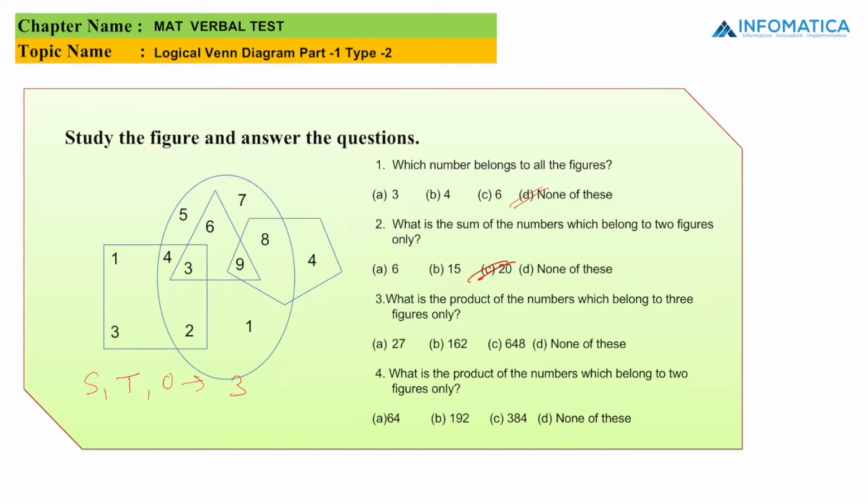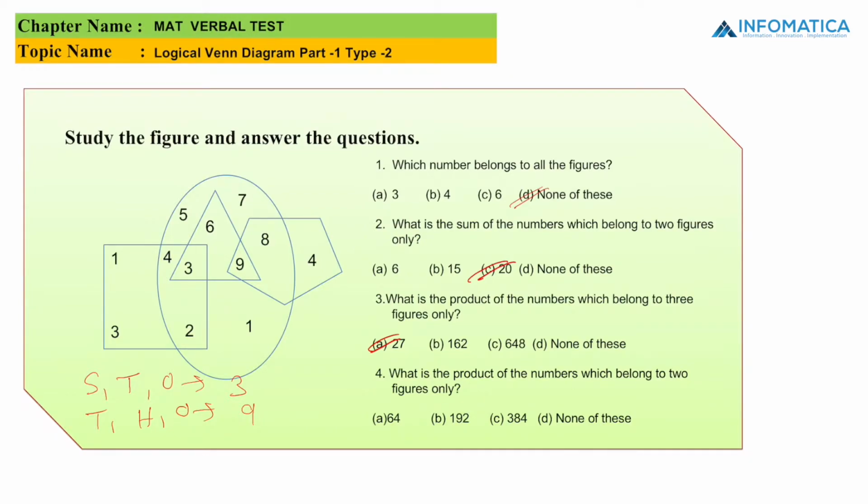I am also having a number 9 which is common to triangle, oval and hexagon. So what have they asked us for? They have asked us for the product of these two numbers. So if I do 3 multiplied by 9, I get the answer to be as 27. Hence, the answer will be option A, which is 27.